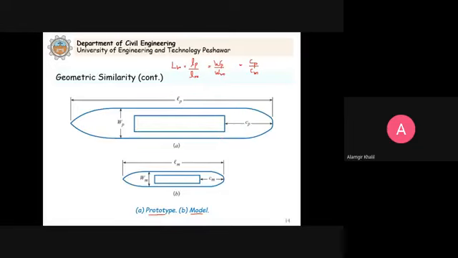Now, complete geometric similarity is not always easy to attain. You can see here that this ratio is a constant. Clear? But this is not always possible. Complete geometric similarity is not always easy to attain.